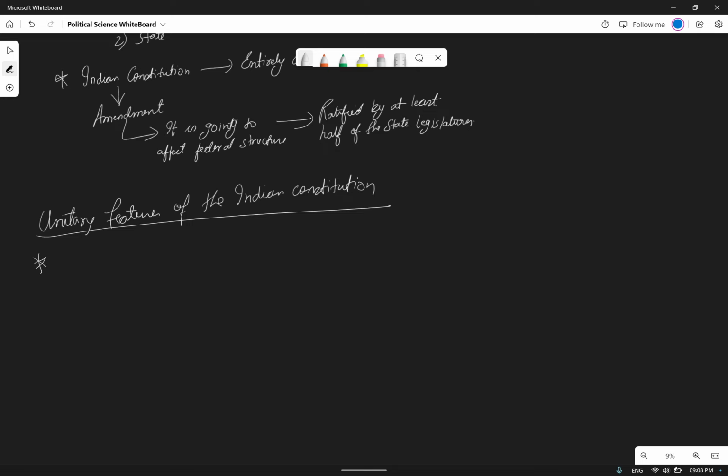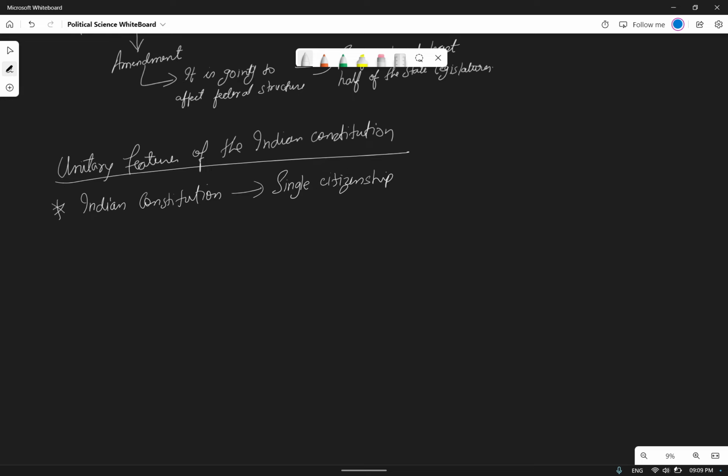in a federation, people enjoy dual citizenship, that of the center and of the state to which they belong. But the Indian Constitution only allows single citizenship. No state citizenship will be there. States have domiciles, but no citizenship. Other federal countries have dual citizenship, like one for the states and another for the country.